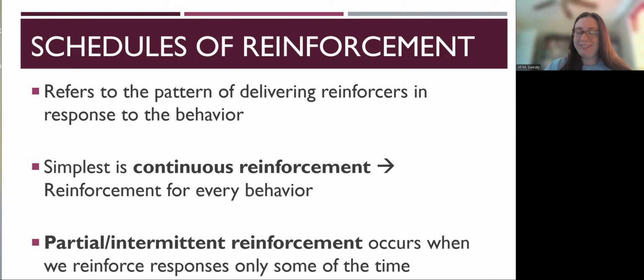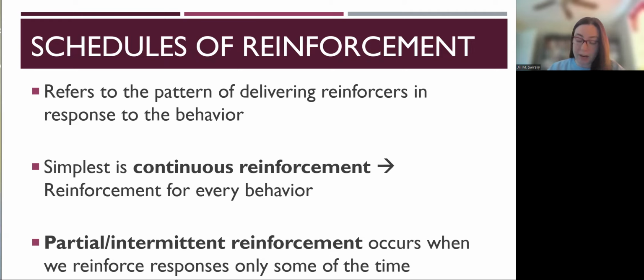Remember what extinction is? It's when there's a behavior that is no longer followed by our reinforcer. If I give candy every single time there's a correct answer, continuous reinforcement, every single time: answer, candy, answer, candy, answer, candy. If I start withholding that candy, they're going to learn really quickly that giving an answer no longer results in the reinforcement. They're going to stop giving that response pretty quickly. So extinction happens relatively fast on a continuous reinforcement schedule.